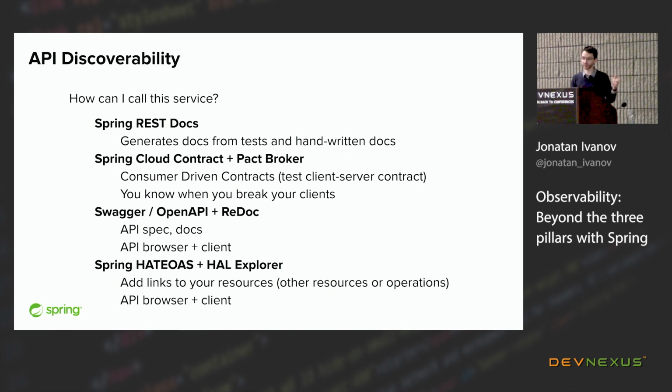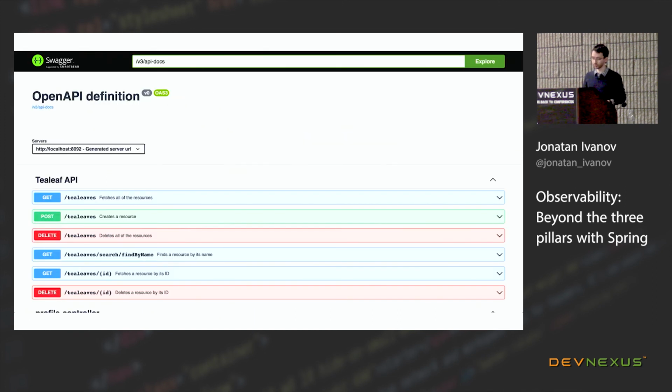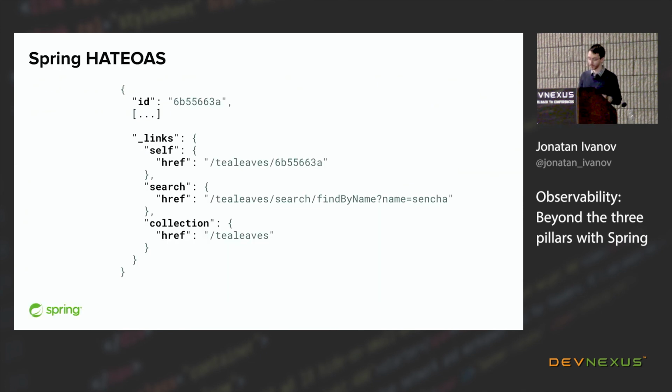Also, the HAL Explorer is also an API browser and a client. So this is Swagger UI. It lets you browse your APIs, and if you expand it, there will be the client that can call your service. And this is an example for HATEOAS.